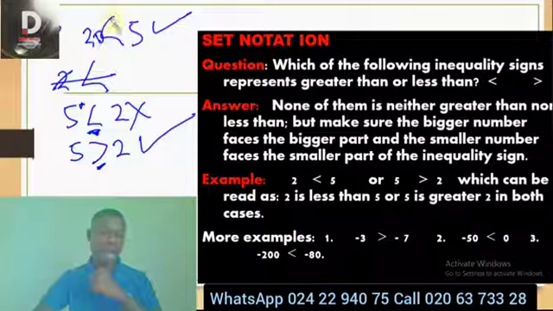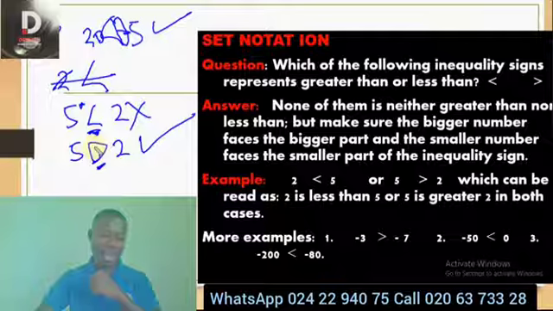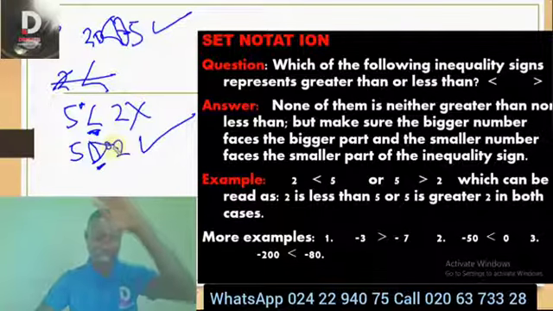Right? And the bigger number faces the bigger part. Take note. So here you saw that the bigger number is facing the bigger part. The smaller number, which is 2, is facing the smaller part. That is how it makes sense. I hope you have gotten the picture.